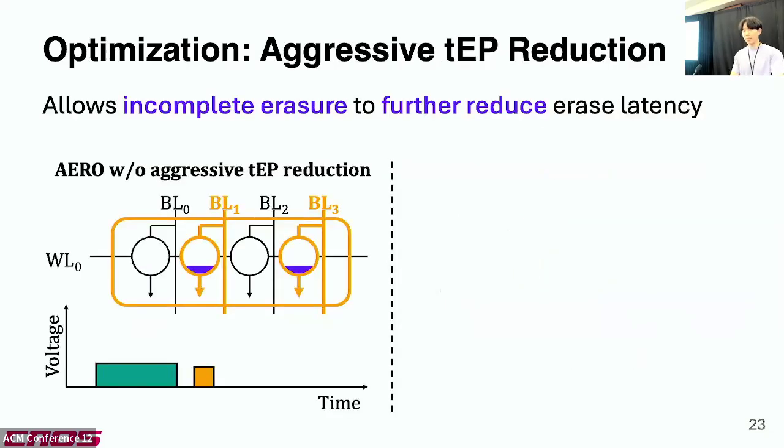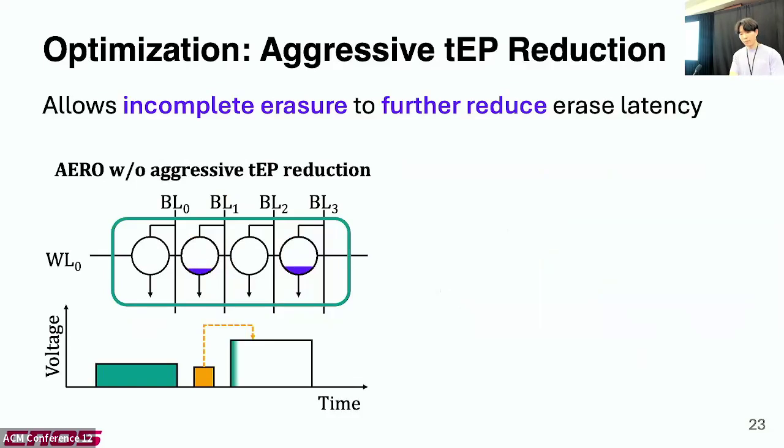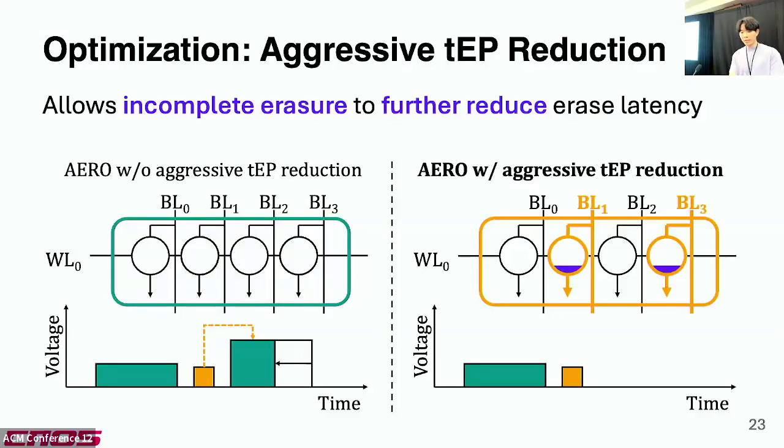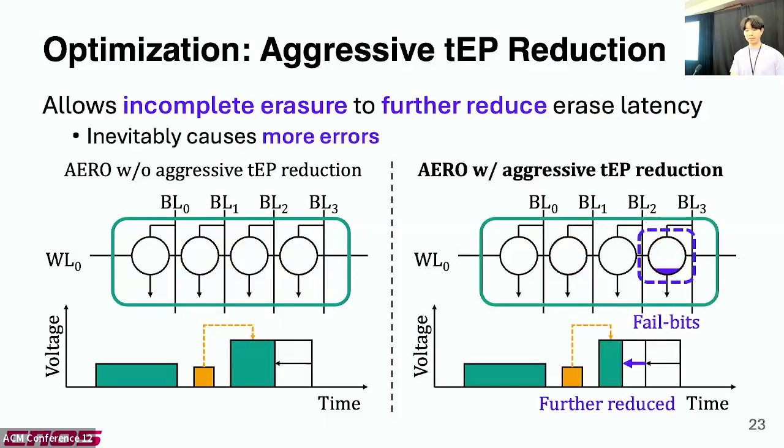As the second optimization, AERO reduces erase latency more aggressively. As you can see on the left side, basically, AERO is designed to always completely erase a block. Instead, we found that in many cases, it is fine to incompletely erase a block. So for example, as you can see on the right side, AERO can further reduce erase latency by allowing unerased cells in the block.